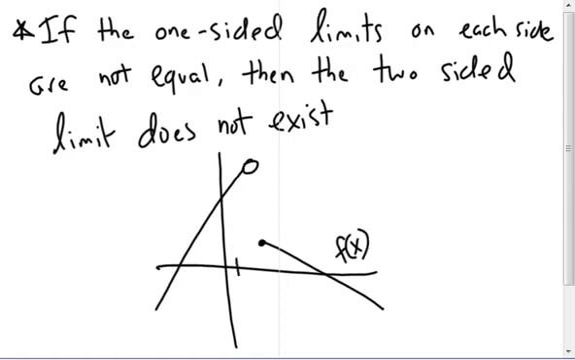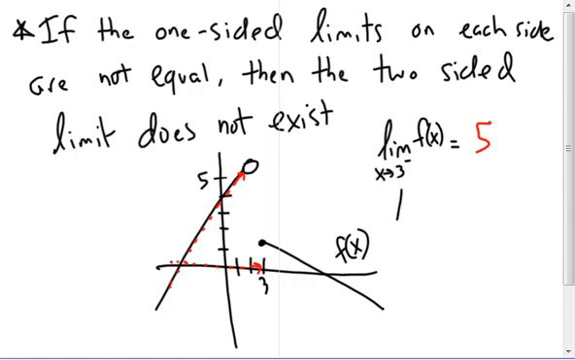Here's a crazy piecewise function. So there's f of x. It's linear over here, it's linear over here. There's a hole right there. There's a filled-in circle right there. The limit of f of x as x approaches 3 from the left is up here, 5. The limit of f of x as x approaches 3 from the right, so let's go marching on one by one along the line here, is 1.